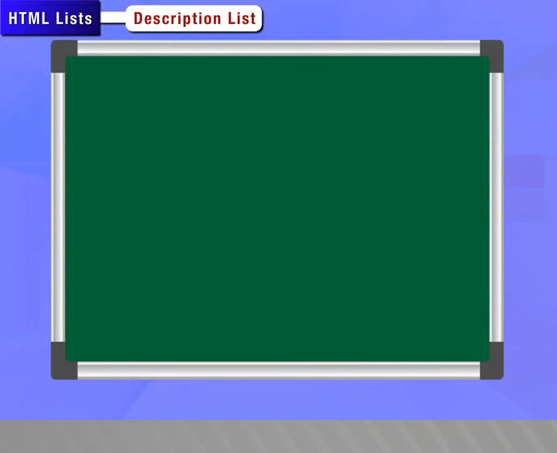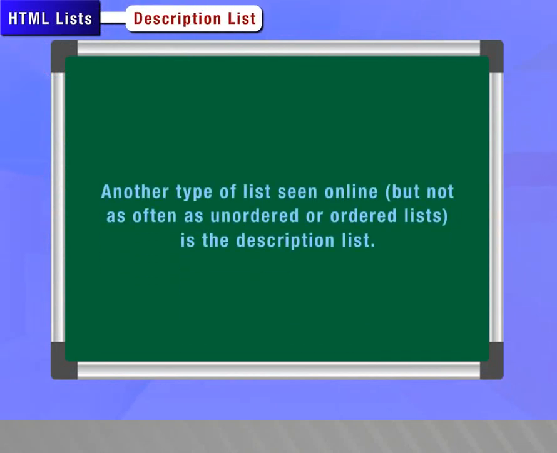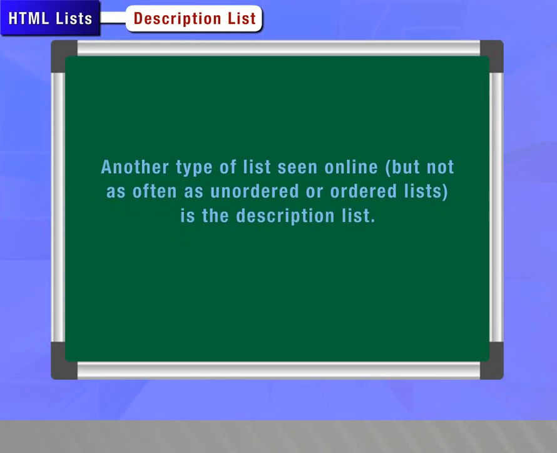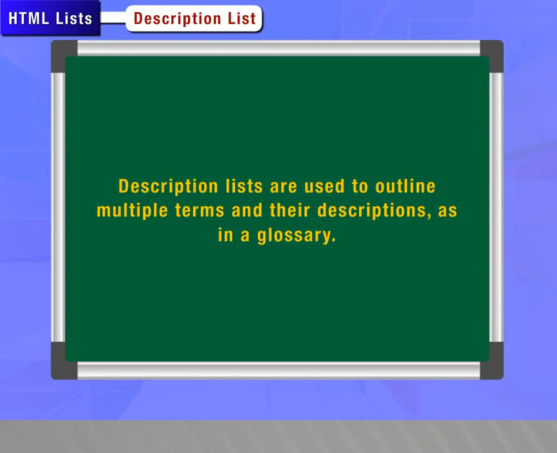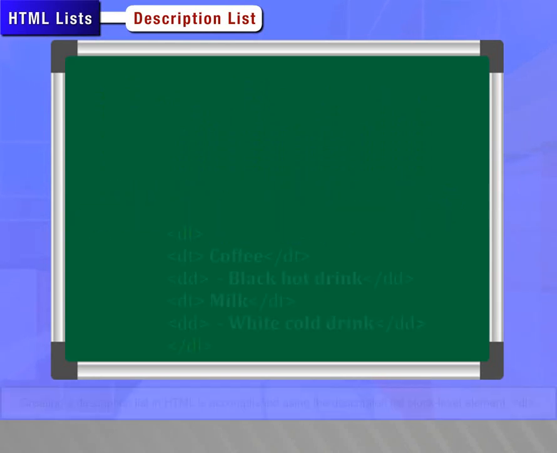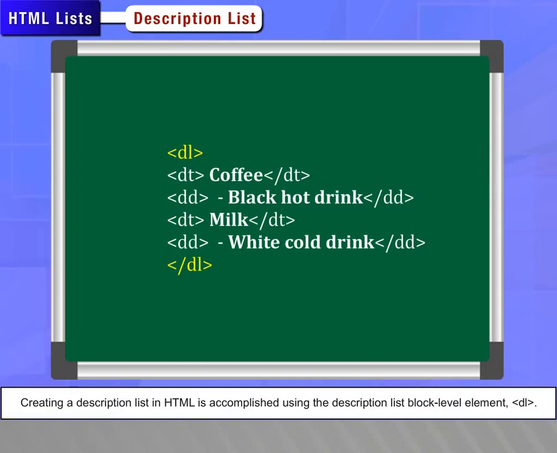Description list. Another type of list seen online, but not as often as unordered or ordered lists, is the description list. Description lists are used to outline multiple terms and their descriptions, as in a glossary. Creating a description list in HTML is accomplished using the description list block level element DL.